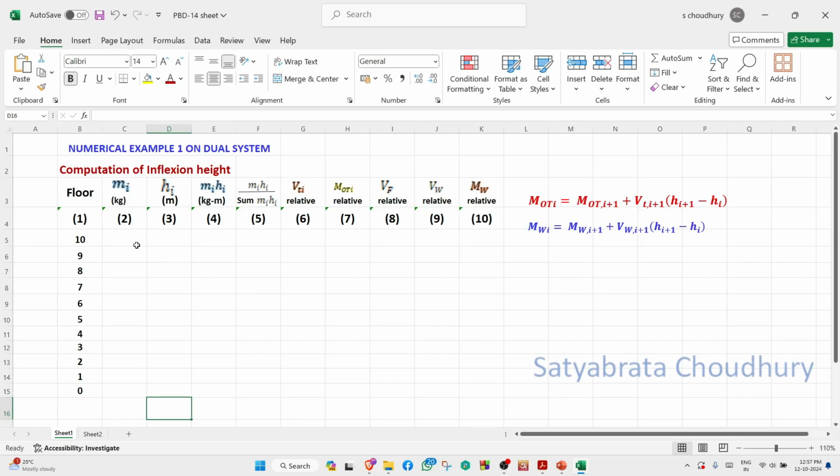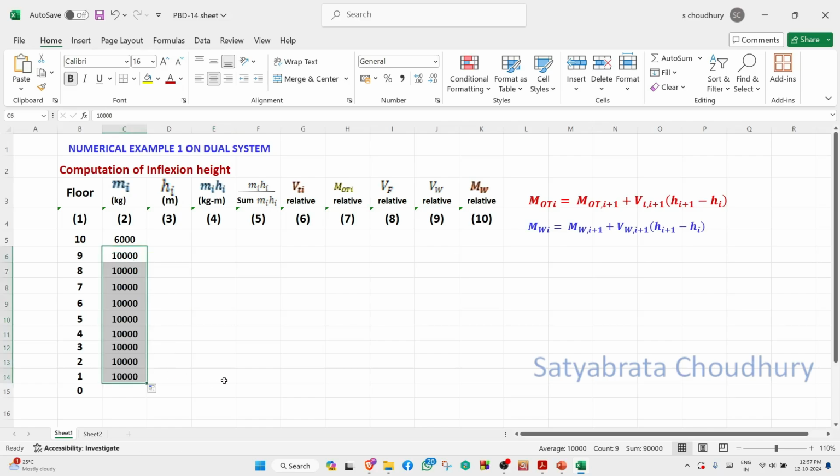Now MI, the mass in the top floor, is 6000 kg as given in the question. So write down here 6000, and let us increase the size of the fonts. Next, the floor level loads are 10,000. This is constant, 10,000 for all levels. So after the first floor it is all 10,000, and at the roof it is 6,000. This is the 10th story or roof level, and this is the first story and ground level.